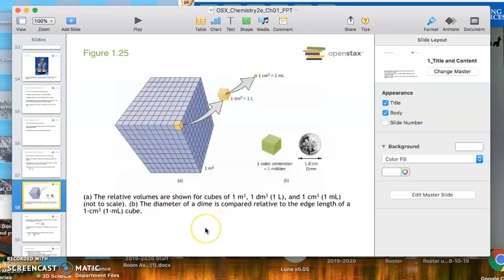So if we look at the shape of maybe a cube and we break it apart into little pieces, looking at the size of a cubic centimeter or 1 milliliter, and comparing that to the size of a dime. Well, here the diameter of a dime is 1.8 centimeters, and one side of a cubic centimeter is 1 centimeter. So the size of a dime is almost twice in diameter as the size of a cubic centimeter.